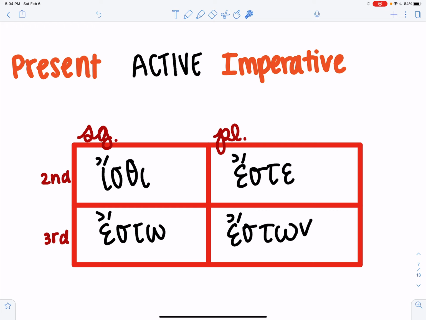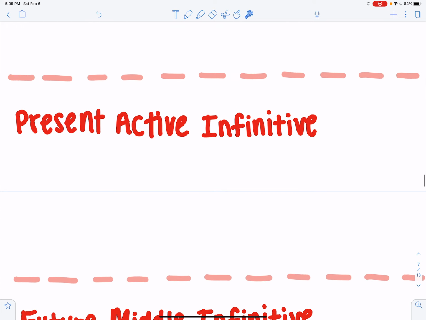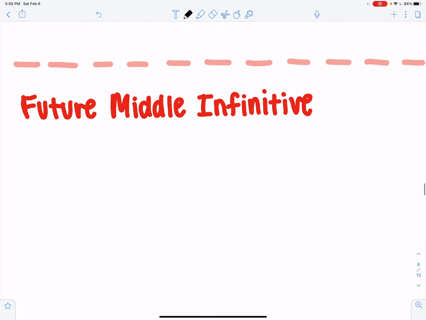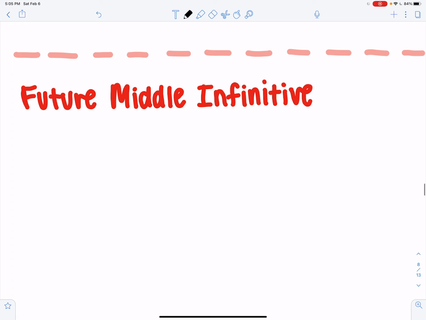Okay, and now let's do our infinitives. Present active infinitive is eini. To be. And then future middle is essesthai.